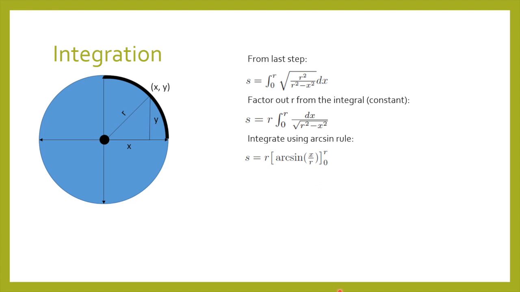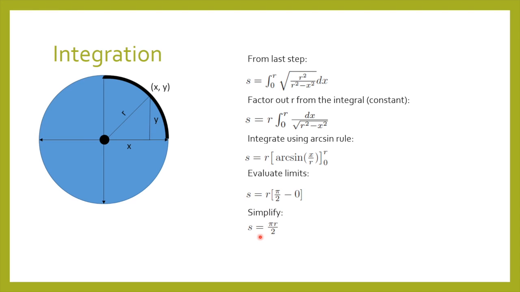If we evaluate those limits, we get s equals r times the arcsine of 1, which is r over r, and the arcsine of 1 is pi over 2, minus the arcsine of 0, which is 0. And we can simplify that down into s equals pi r over 2.